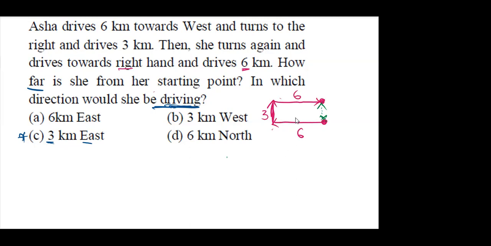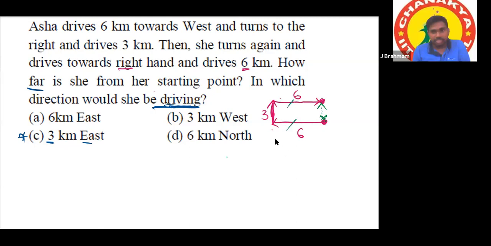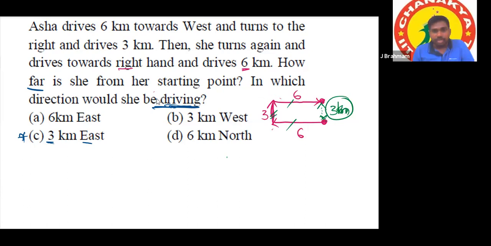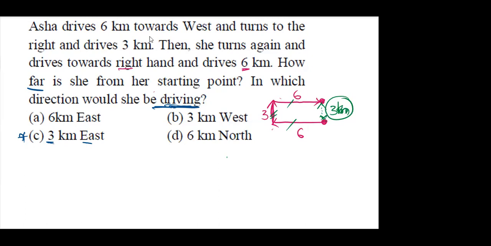So in a rectangle, opposite sides are equal. If this is 6, it should be 6. It's already 6. If it is 3, it should be 3, right? So that's why it is 3 kilometers. And he's asking for the direction also. In which direction would she be driving? East, sir. So finally she is driving towards east.